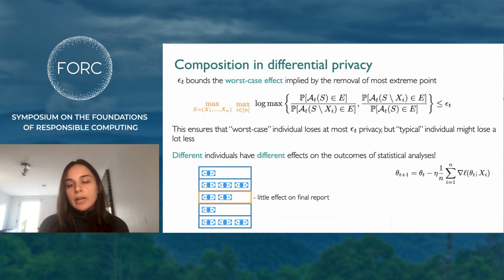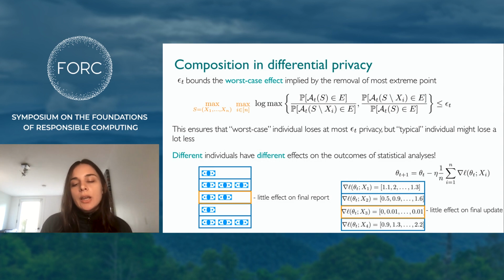Similarly, if we're running gradient descent, and we look at the list of gradients for all the points in our data set, then if there's a data point whose gradient is very close to zero, this point will have very little effect on the final gradient step, which means that we can remove this point without actually changing anything. So at some intuitive level, we feel that certain individuals that have little effect on specific analyses don't actually lose a lot of privacy by participating in those specific analyses.